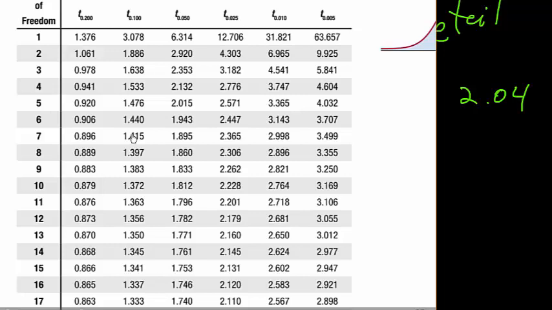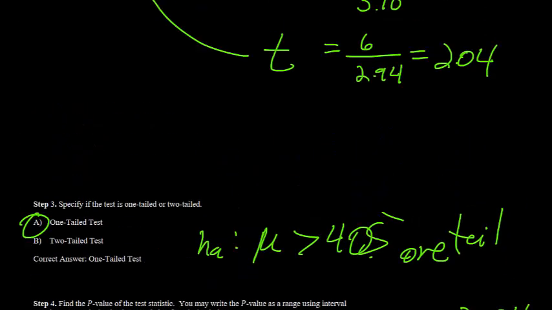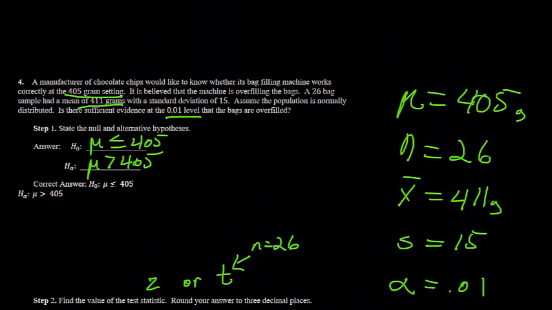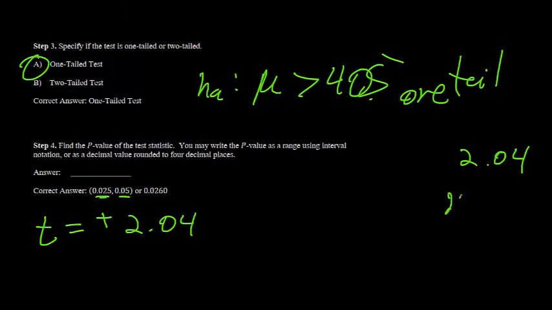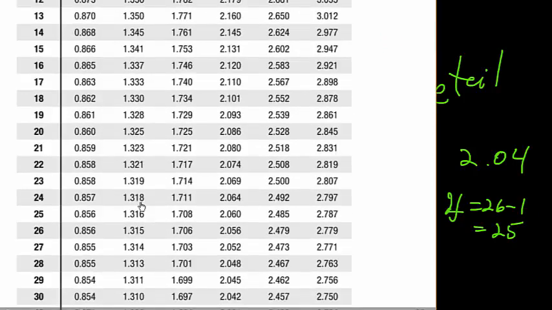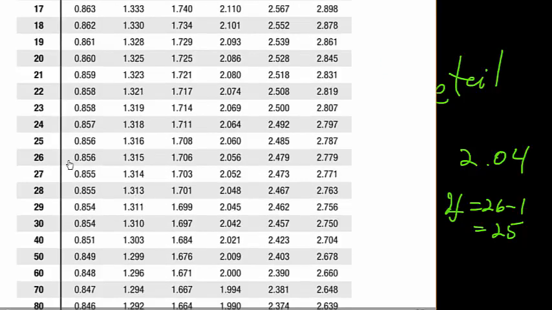2.04, 2.04, 2.04. I have 2.2.2. Oh, but I have degrees of freedom, right? So what is my degrees of freedom? I have a total of 26 observations. So let's go grab our degrees of freedom. Our degrees of freedom is equal to 26 minus 1, or 25. Ta-da. And now I can walk this down to 25.